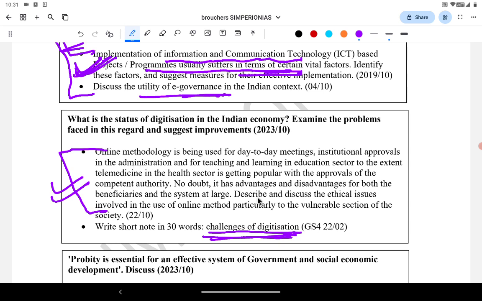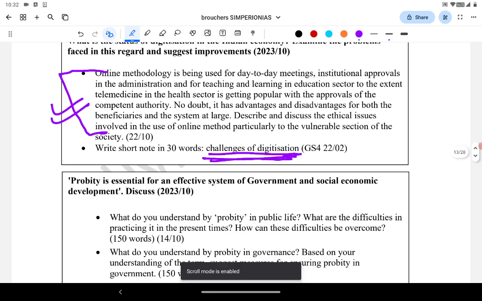I went through this question. It's a lengthy question. It says using online methodology in government administration has its benefits and negatives. It can be used in telemedicine, etc. But it has some ethical issues, problems, etc. How to overcome it? Same. What are the problems of digitization of the economy? What are the roadblocks and how to improve it? Okay. Let's go to the next question.